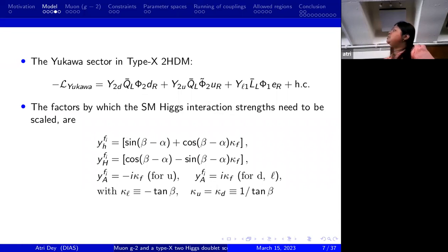Is that what you mean? No, that would be type one, where phi1 couples to quarks and leptons. I thought you said type X. Yes, type X has phi1 coupling to leptons and phi2 coupling to quarks. So phi1 would be the one you're thinking of, and that's called type 1. I see. Type X.